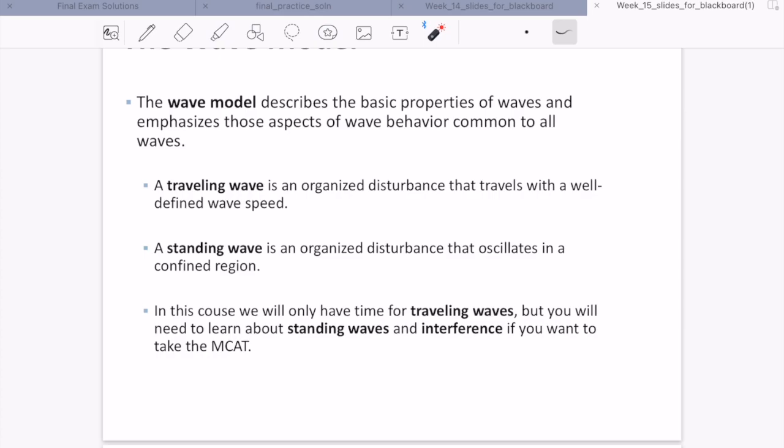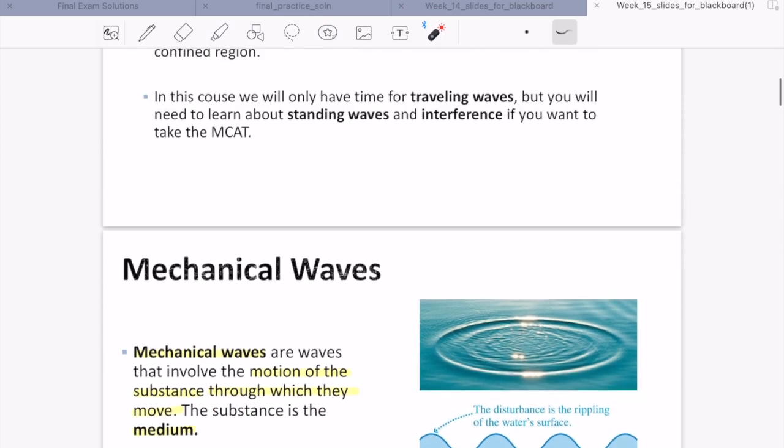And then, yeah, we're only going to focus on traveling waves. Standing waves are not necessary unless you're studying for the MCAT. And we're not going to go over standing waves at all.